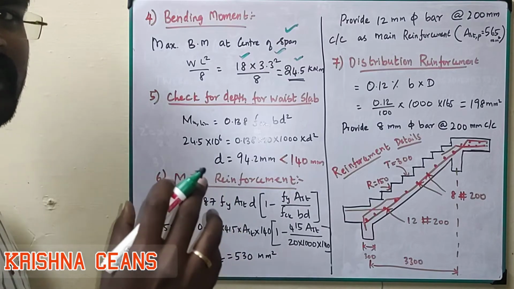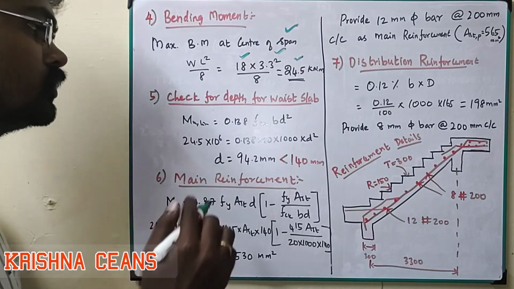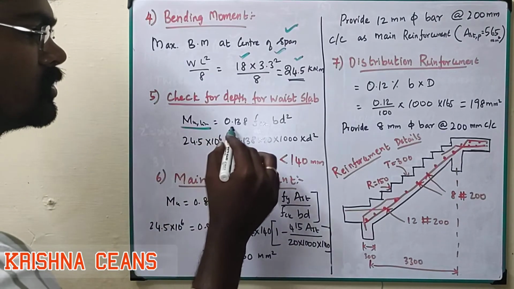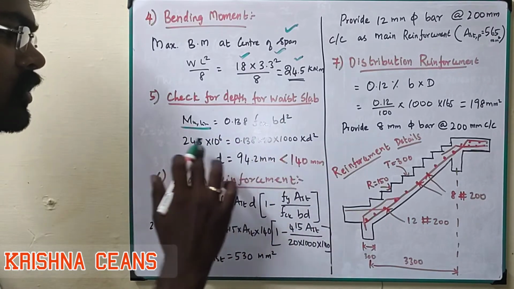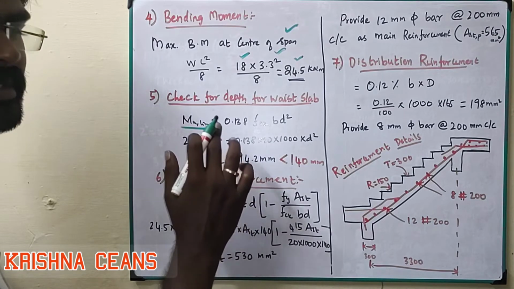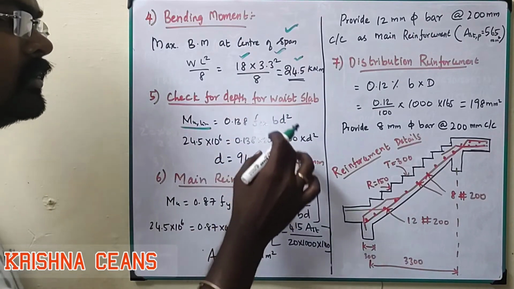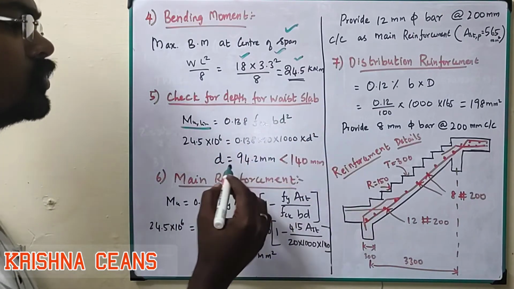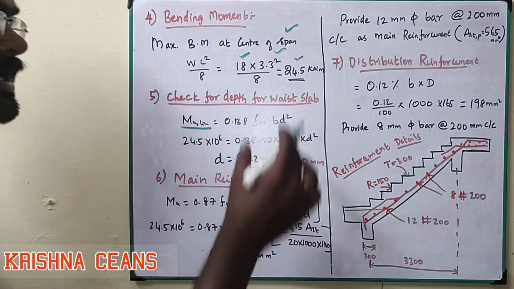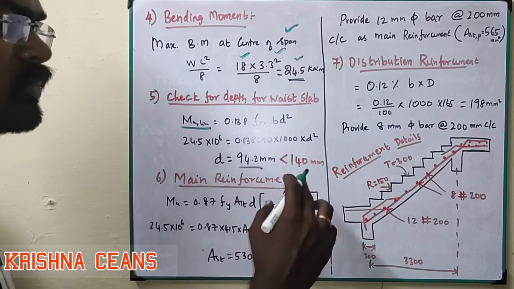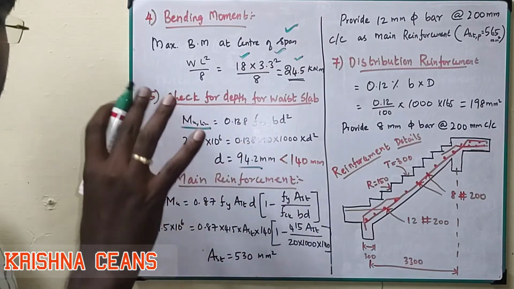We will design for the maximum bending moment only. Now we check whether the 140 mm effective depth we provided for the slab is satisfied or not. Mu limit formula: Mu limit equals 0.138 fck bd square. From d square we will calculate d. Substituting all the values, 24.5 into 10 to the power 6 equals 0.138 into fck 20 grade of concrete, b is 1000, and d is d square. By simplifying, we get 94.2 mm is enough to withstand this moment. But we provide 140 mm, which is more than sufficient, hence it is safe.